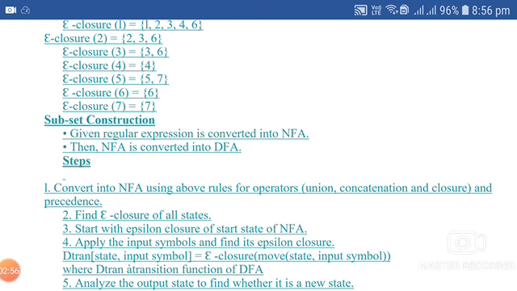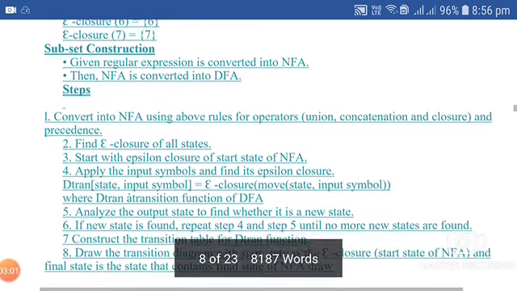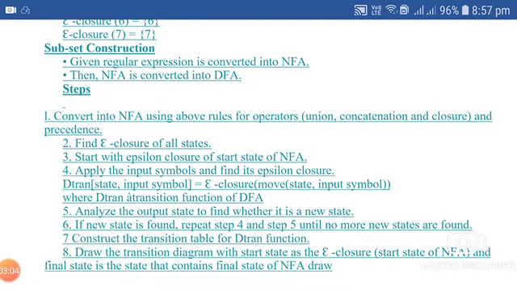The given regular expression is converted into an NFA, then the NFA is converted into a DFA, and the following steps are given below. Number 1, convert into an NFA using the above rules for operators. Number 2, find the epsilon closure of all states. Number 3, start with the epsilon closure of the start state of the NFA. Number 4, apply the input symbols and find its epsilon closure. Number 5, analyze the output state to find whether it is a new state. Next is the sixth one: if a new state is found, repeat steps 4 and 5 until no more new states are found.